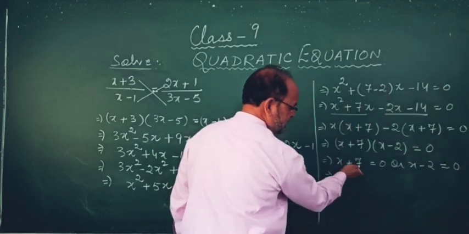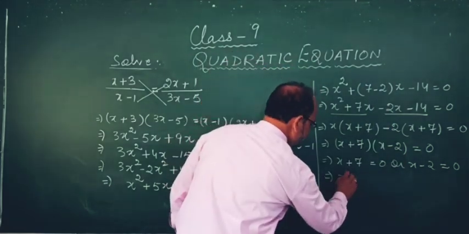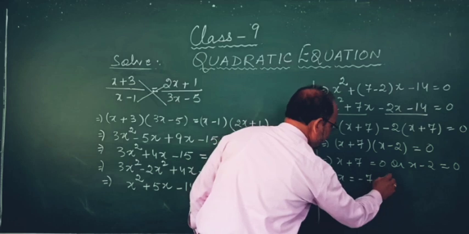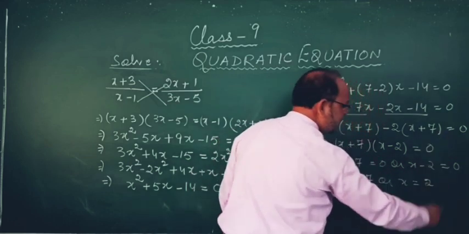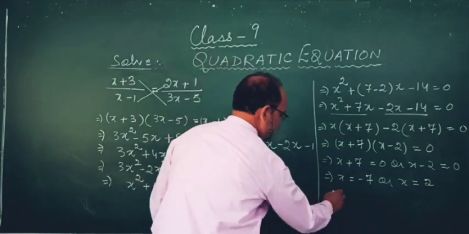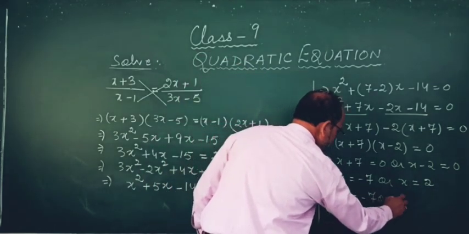So when you will take 7 to the other side, it will become negative 7. So x equals to negative 7, or here x equals to negative 2 will go that side and become positive 2. So your answer is x equals to negative 7 or 2.